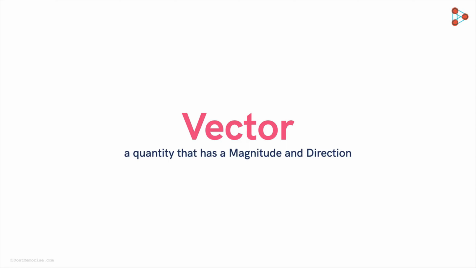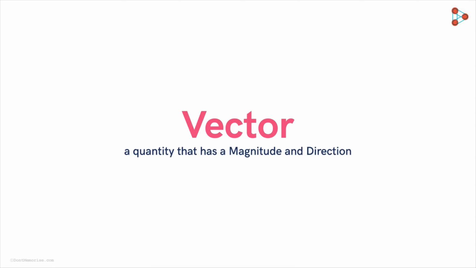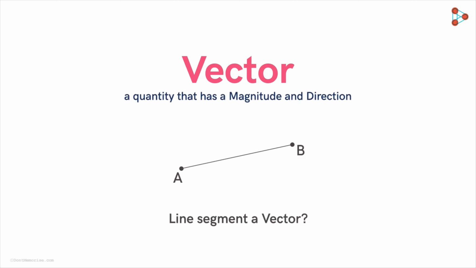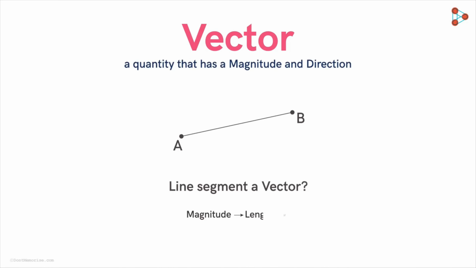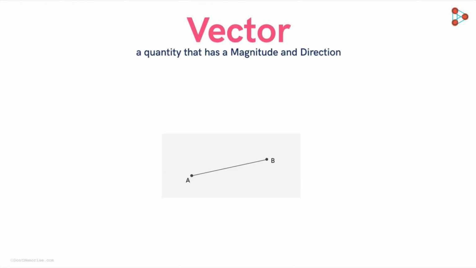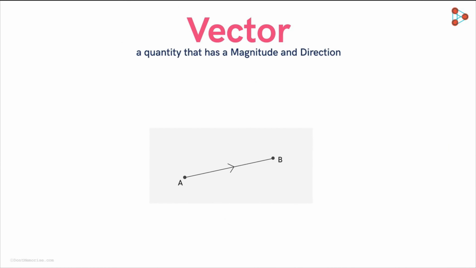Let's consider one abstract example of it. Tell me, is a line segment a vector? No, right? A line segment has only magnitude, that is, length, but no direction. Now let's say we specify a direction for this line segment by an arrowhead. This means that the line segment is now directed from A to B. So let's call it a directed line segment. So now we have a magnitude and a direction for this directed line segment. Therefore, we can say that the directed line segment is a vector.